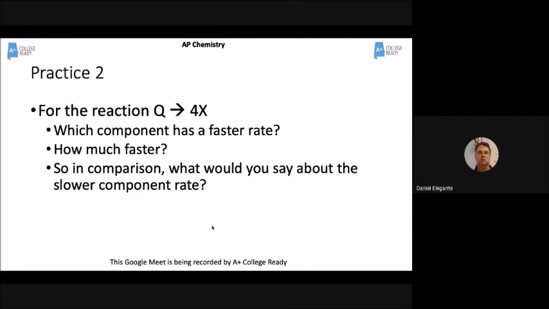Right, so looking at this reaction, Q goes to 4X. Now that X is just a chemical. It's not an X like in algebra. Which component is going to have a faster rate of showing up or disappearing? How much faster? Well, the X should show up 4 times faster than the Q goes away. Or we could say who's slower? The Q is slower because for every 1 Q, we produce 4 X's.